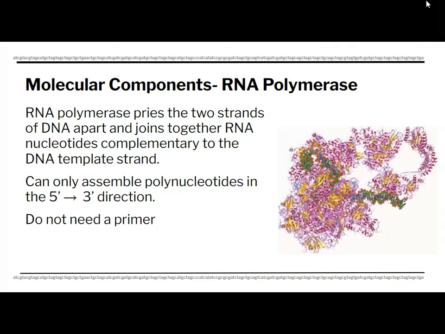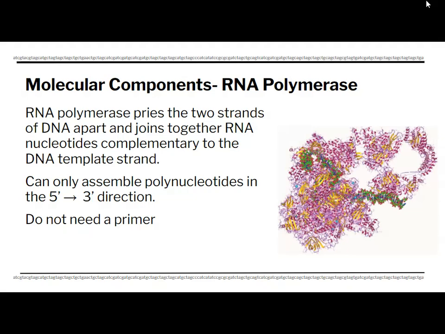It can also only assemble nucleotides in the 5' to 3' direction. So it will open up the DNA, find the strand that is going 3' to 5', and build 5' to 3'. It also does not need primers, so it can just go. It has other mechanisms to tell it where to start. So RNA polymerase does essentially what DNA helicase, DNA polymerase, and primase do all in one. Very efficient. There are a couple of RNA polymerases, but this is the general outline of what an RNA polymerase does.